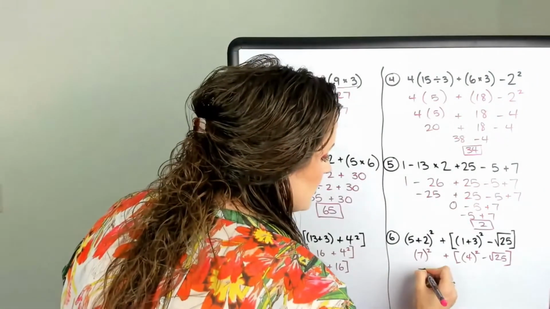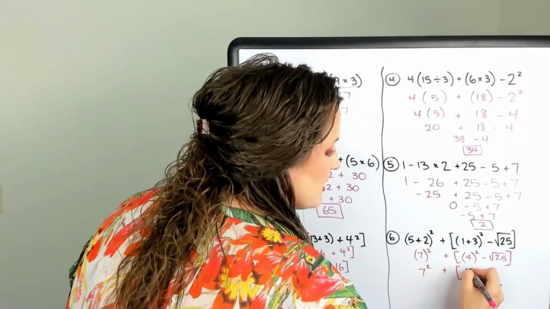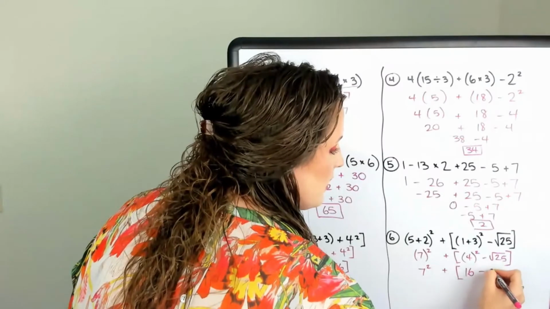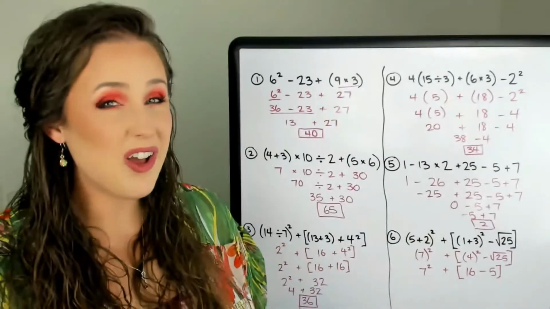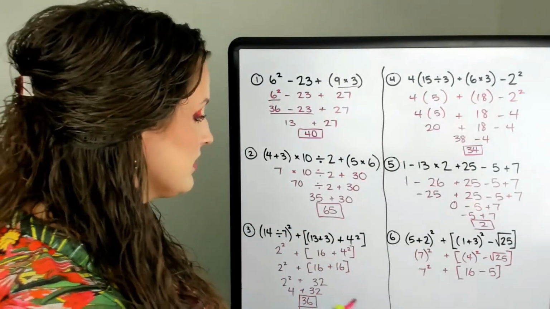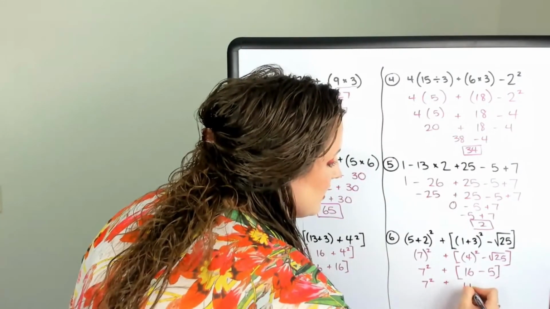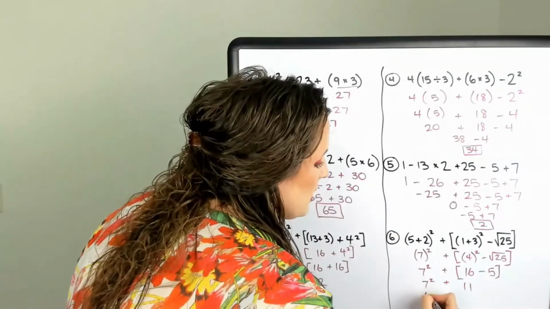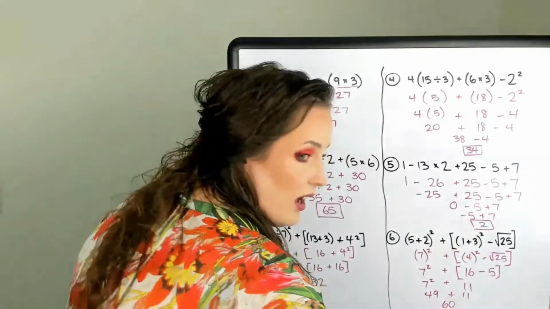So I'm just going to copy our 7 squared plus, that would be 4 squared is 16, minus the square root of 25 is 5. Notice I still have the brackets because I'm not actually done solving in there yet. On the next step I will be. So we're going to have 7 squared plus, that's just 11. So now we have 49 plus 11 for a final answer of 60.